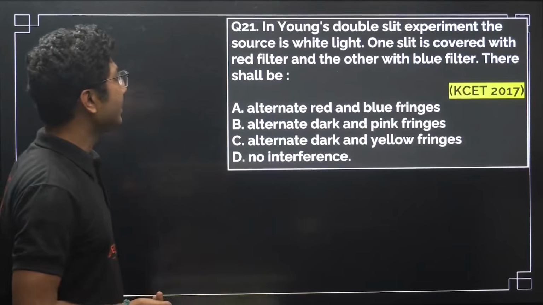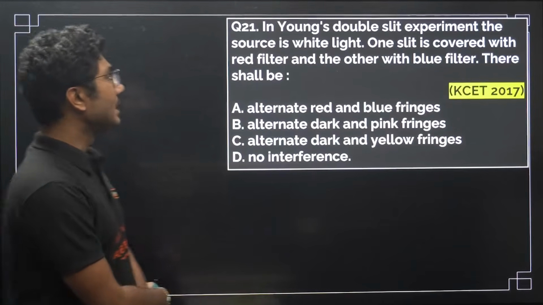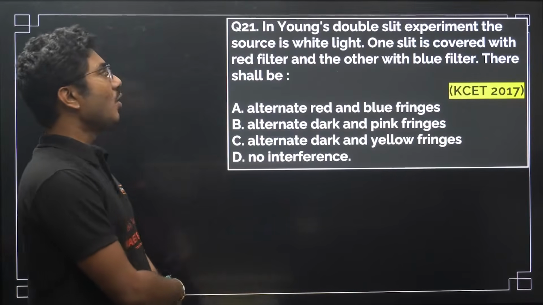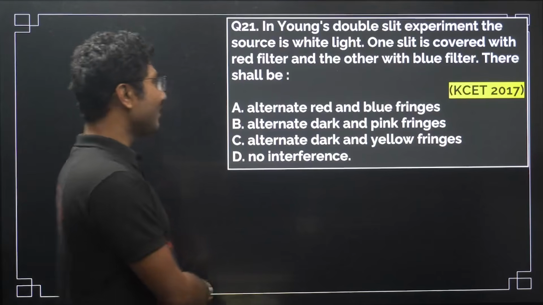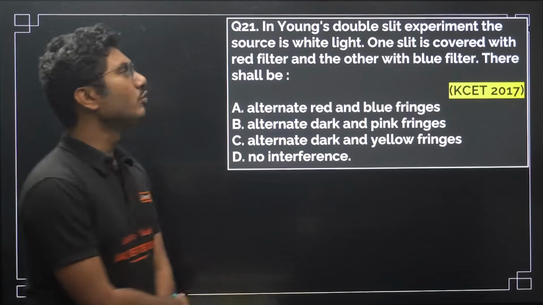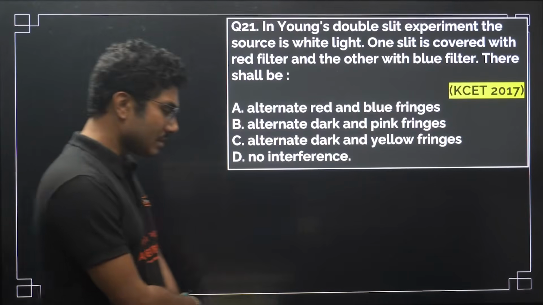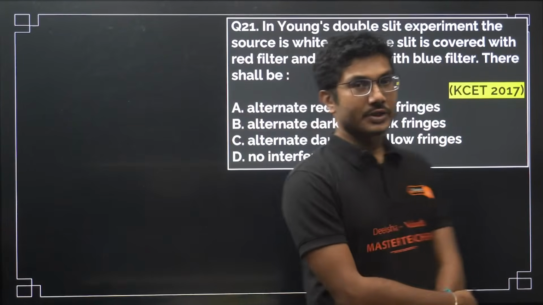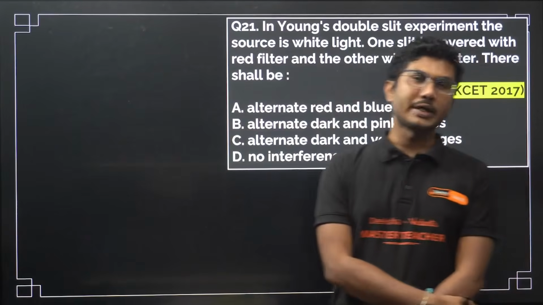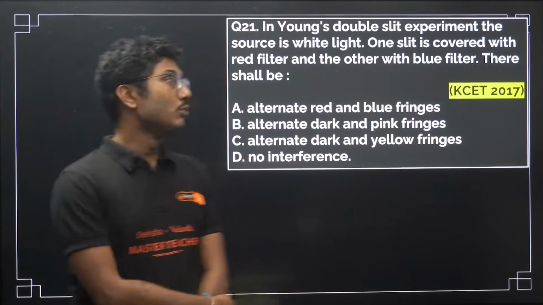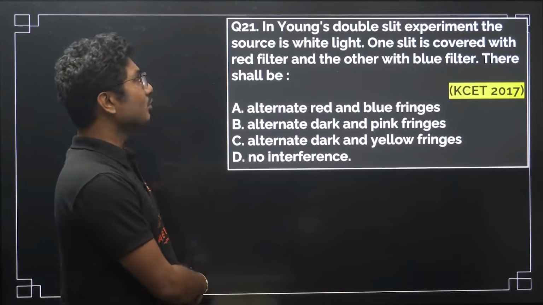Now let's continue with the next question. In Young's double slit experiment, the source is white light, one slit is covered with a red filter and the other with a blue filter. There shall be... Now you have to understand that Young's double slit experiment can be observed when monochromatic sources of light are used. So blue and yellow are two different colors.